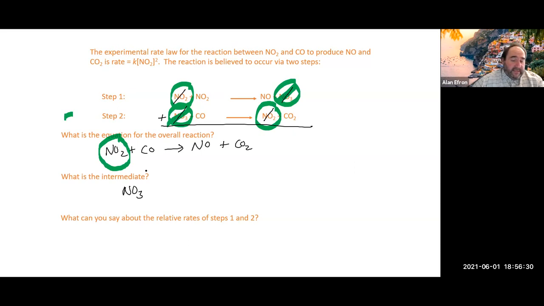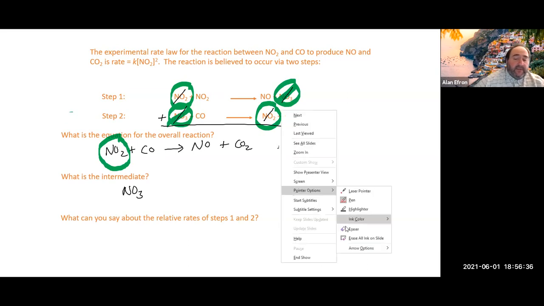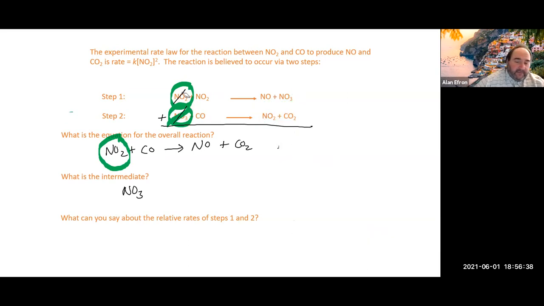Now, what can we say about the rates of each of these guys? So again, because this is a mechanism and this is the only place that you could do this, I'm just going to erase some of this stuff here. We could actually write a rate law for each of these steps, and we could use the coefficients to help us.